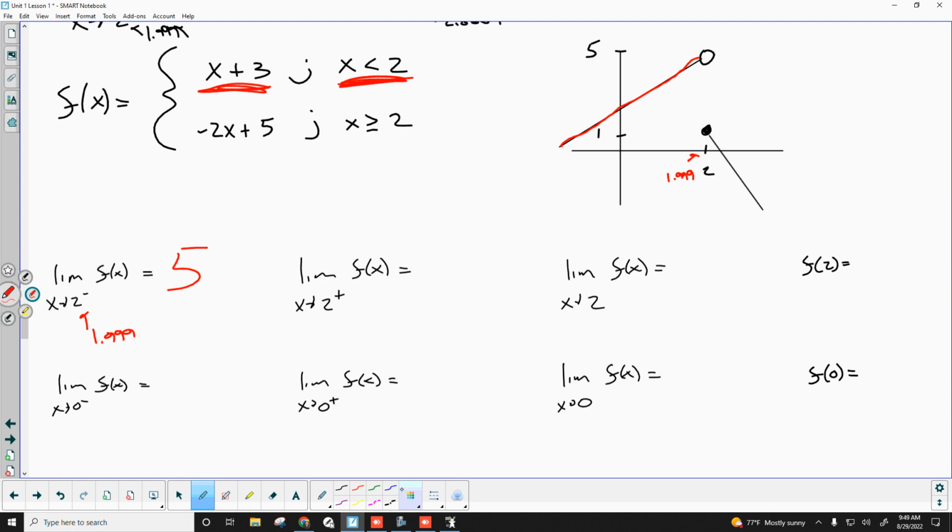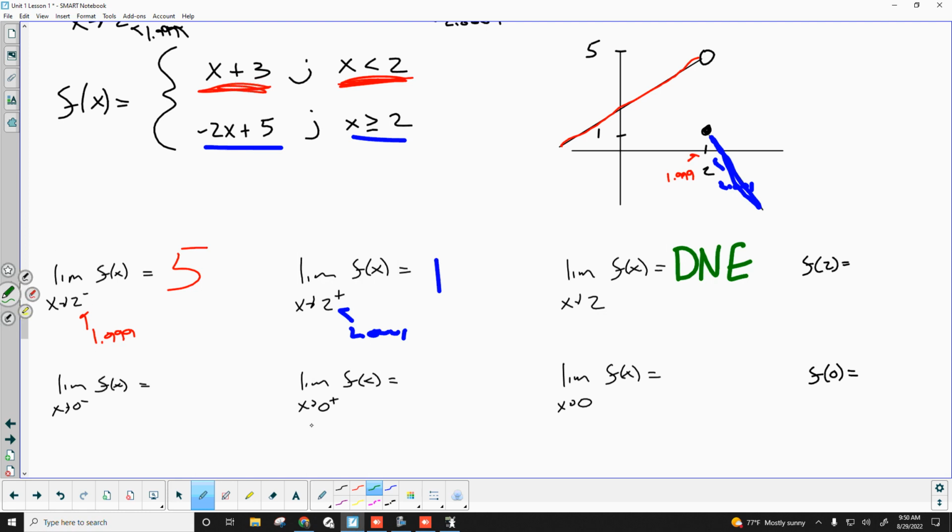If I'm looking at 2 from the right, 2.001, that's bigger than 2, so I'm using the bottom piece. If I plug in 2 here, you get positive 1. Again, you'll need to do that just by looking at the graph. To the right of 2, I'm using this piece. Since this number does not equal this number, the limit does not exist. That's all you look at. You look at the left, you look at the right. If they agree with each other, that's your answer. If they do not agree with each other, the limit does not exist.